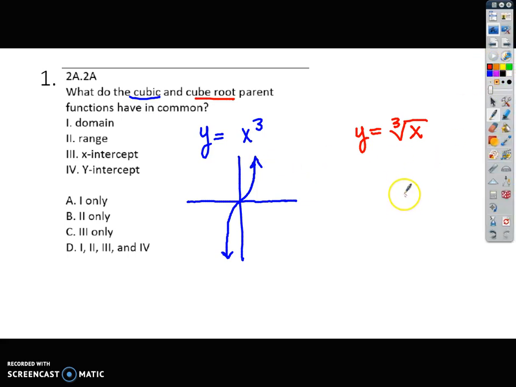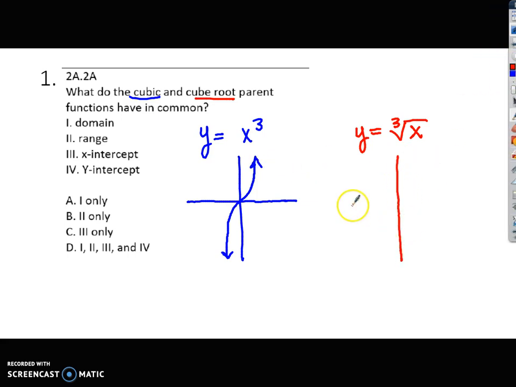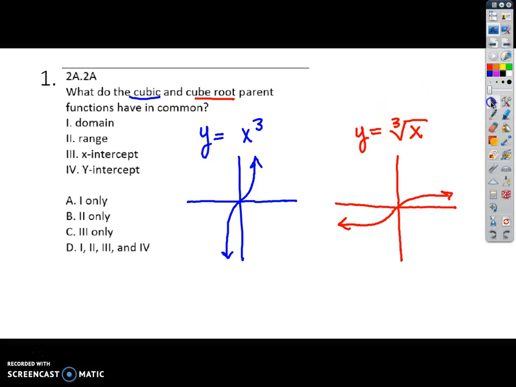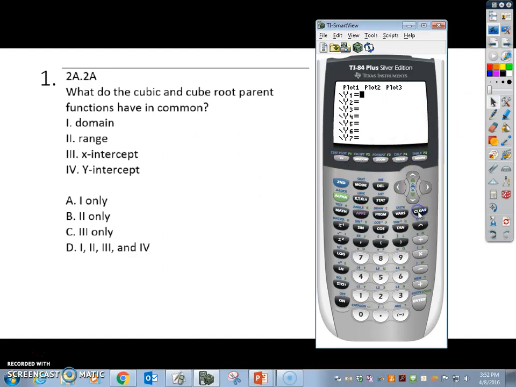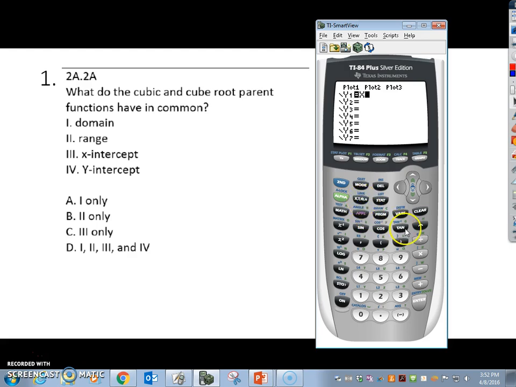In this one, the cube root parent function is going to look something like this. Okay, let me do that again. It's going to go through there. It's better. All right, so these are the shapes of the cube parent function and the cube root parent function. In case you forgot that, you can always double check in your calculator. So let me clear that. You can go to y equals, and we're going to put x raised to the third power, and if we graph it, there it is, right?